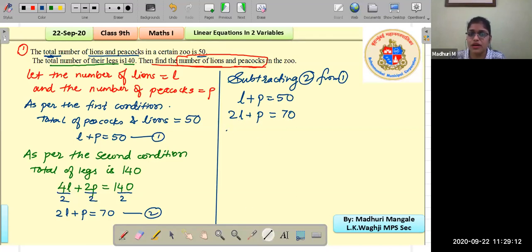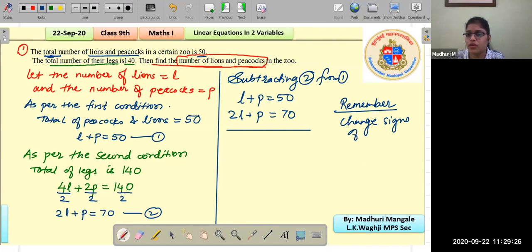And you know the important note that we always write aside. The most important part when we are subtracting is to change the signs of the bottom row. We need to change signs of the bottom row and then we combine the terms. First, we are going to change the sign now. So plus 2L will become minus 2L, plus P will be minus P, and plus 70 will change to minus 70. P minus P will get crossed out.